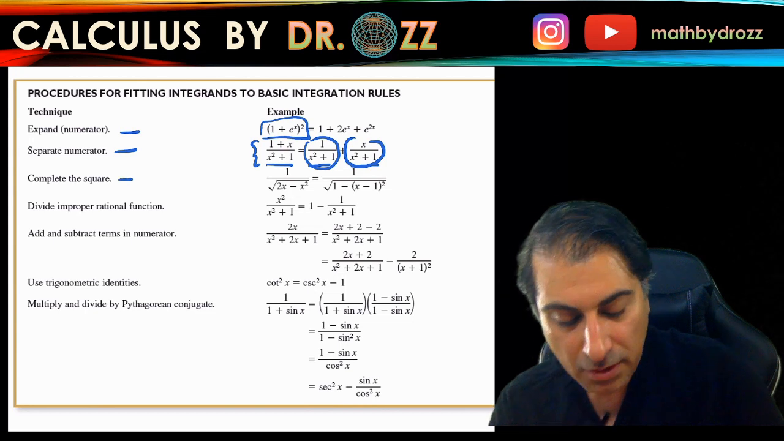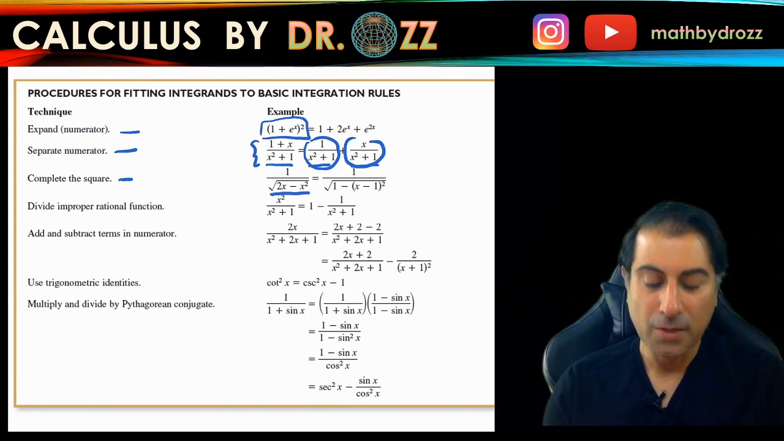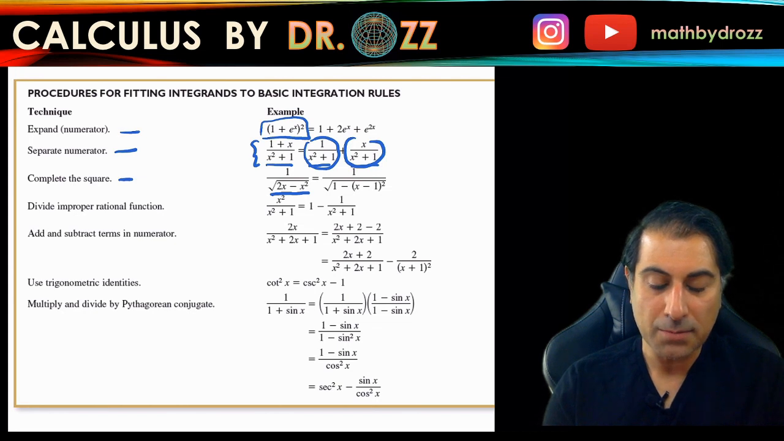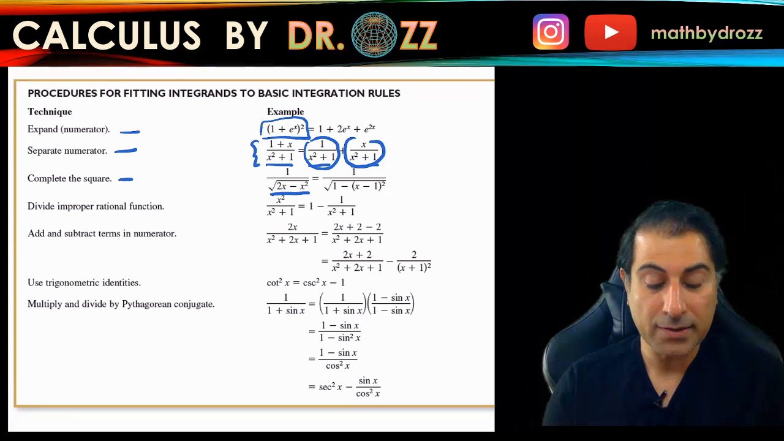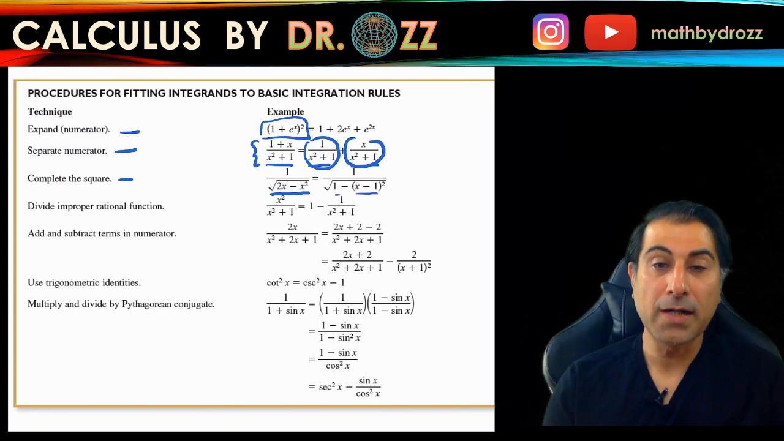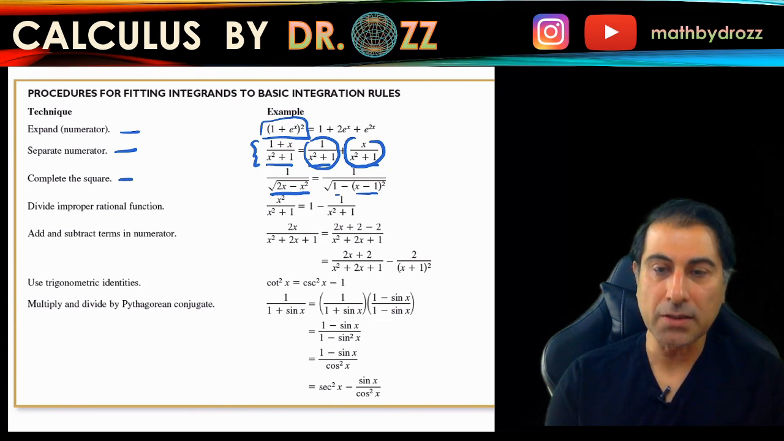Completing the square. So we have 1 over the radical of 2x minus x squared. We also worked on this kind of problem in the beginning of Calc 2. So essentially you rewrite 2x minus x squared as 1 minus the quantity x minus 1 squared. So this is called completing the square.